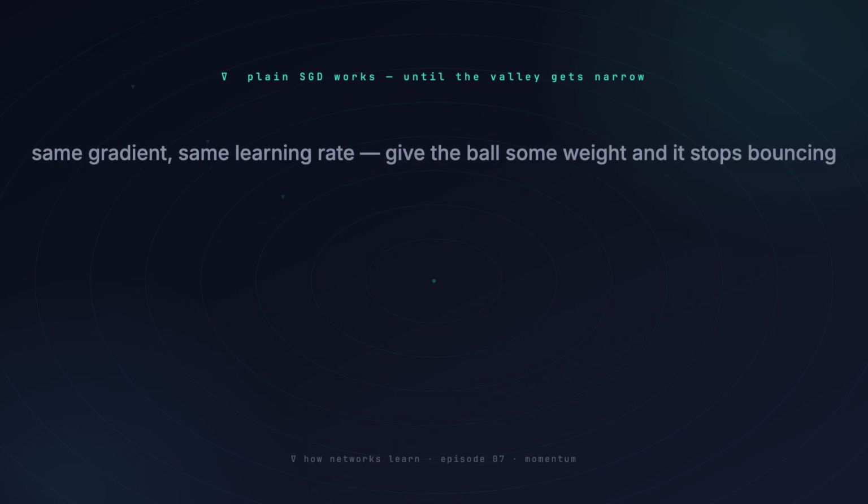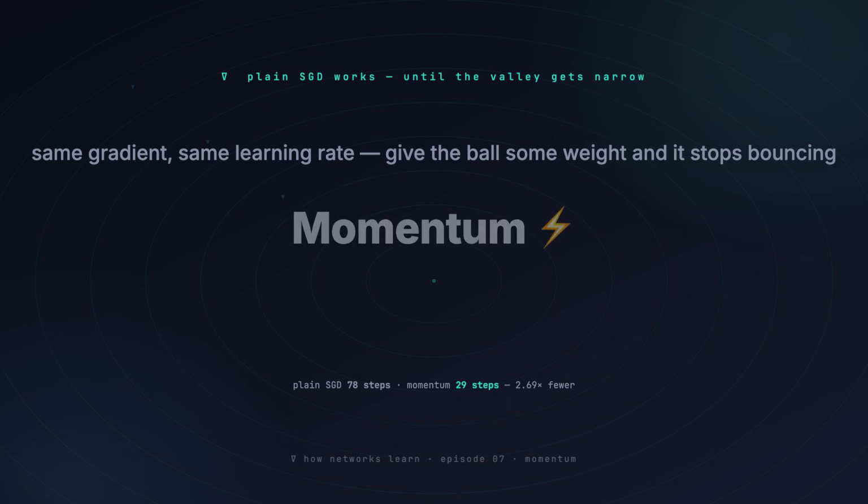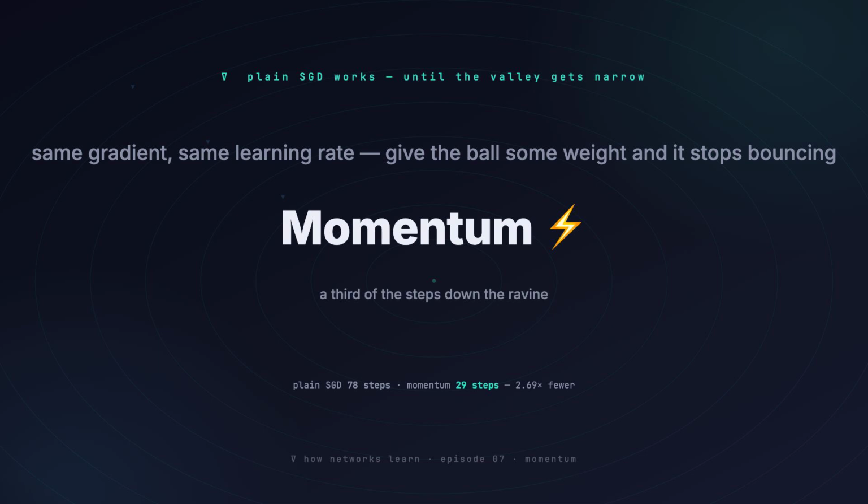Last episode, you watched plain SGD limp along on one noisy example at a time. The gradient pointed roughly downhill. You took the step and it worked, mostly. But "roughly downhill" hides a problem. Put that same optimizer in a long narrow valley, the kind every real loss surface is full of, and it stops walking and starts bouncing.